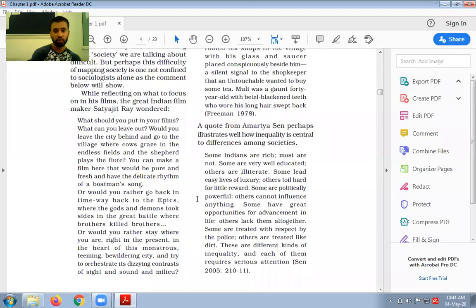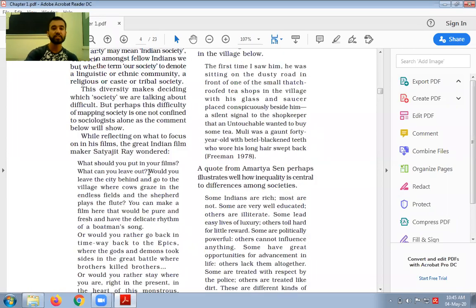Just look at the lines that he has written, where cows graze in the endless fields with a shepherd, meaning someone who rears sheep, who has a lot of sheep and goes in the mountains and the villages to make them graze, right? That is what a shepherd is all about. So the shepherd plays the flute, and cows graze in the villages. He's trying to romanticize, he's trying to tell the beautiful scenes that are there in the villages. He's trying to show that, but the reality is very much different.